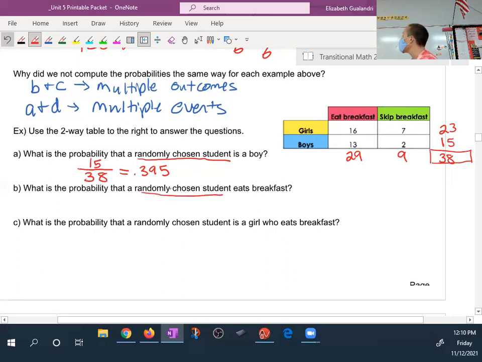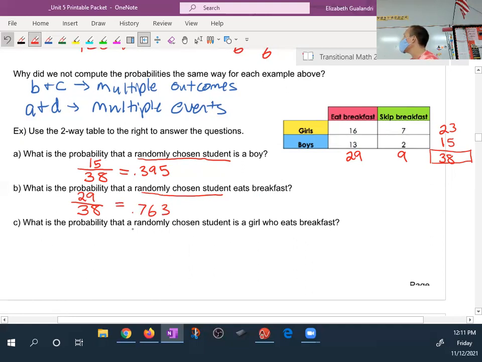Okay. What is the probability that a randomly chosen student, now these all actually come out the same, but it's going to be important later on. Randomly chosen student. So that means all of the 38 are involved in the sample space. Okay. Eats breakfast. How many of them ate breakfast? 29. So we do 29 out of 38 in that case. Comes out to 0.763. So about 76%.